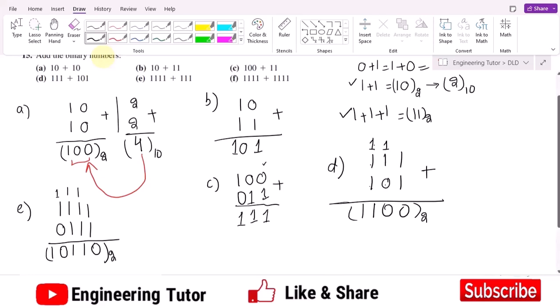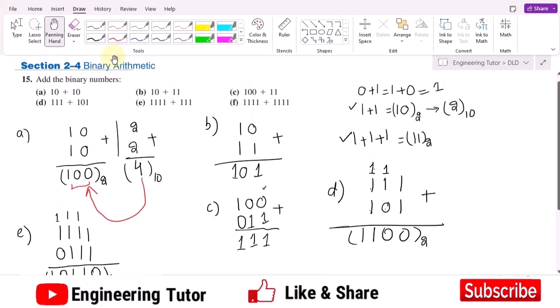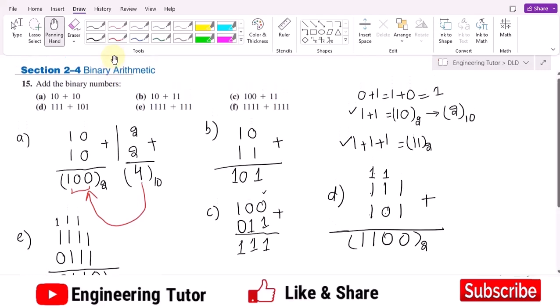The last one here is for your own practice. Add it and you will see that addition is not that much difficult as you were thinking about it. So that's it for today, in which we have seen how to add two or more binary numbers by using the binary arithmetic procedure for the binary numbers. So that's it for today, and I will see you with some more interesting questions in our coming videos. Thank you so much. See you soon.